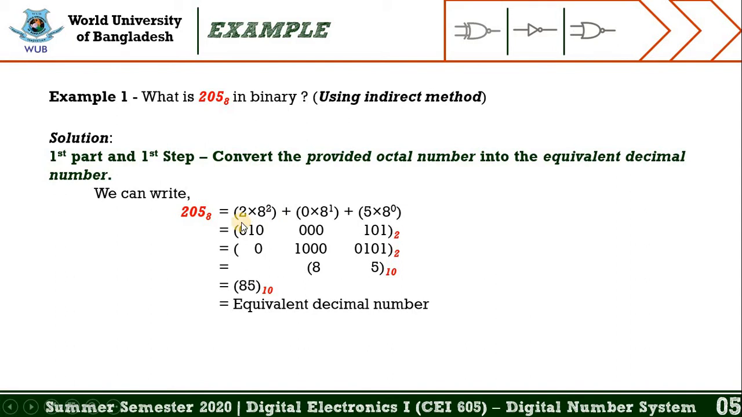As we already know, the base of the octal number system is 8. That's why we are setting 8 to the power 2, 8 to the power 1 and 8 to the power 0, with multiplication of the digits of 205. Then we consider just 205.